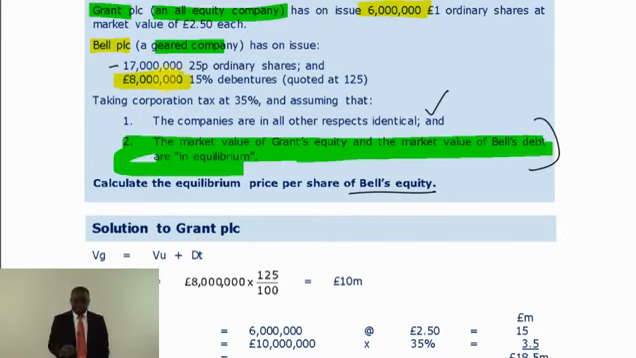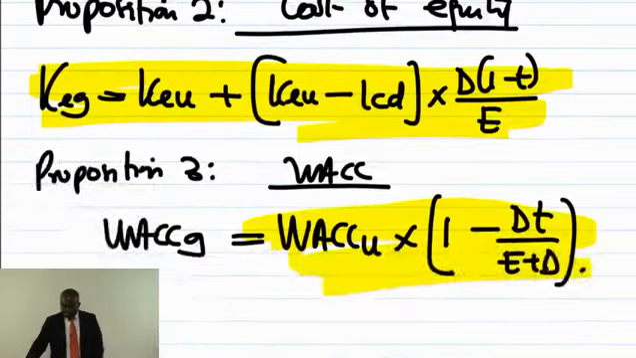Now, the question asks me to calculate the share price of the equity of Bell, and Bell is geared and Grant is ungeared, and they are all similar. Miller and Modigliani is calling me, and I ask, which Miller and Modigliani? Are they asking me to calculate value? Cost of equity? WACC? Here they want price. Price deals with value. So it means I have to use Miller and Modigliani proposition 1, which deals with value.